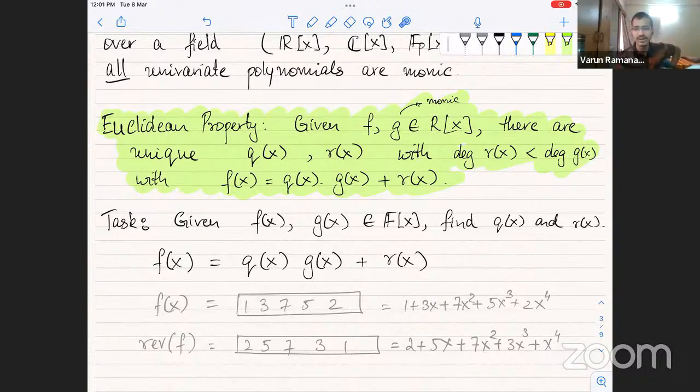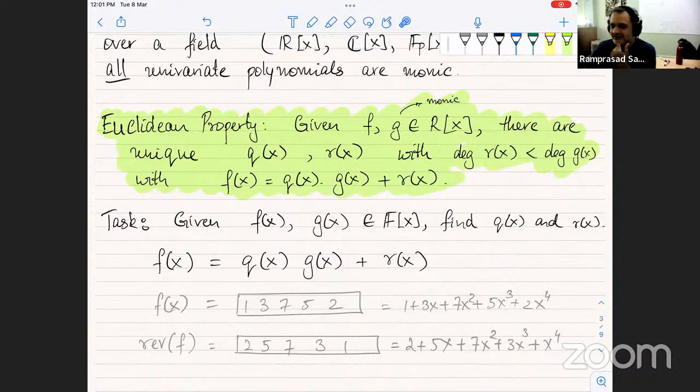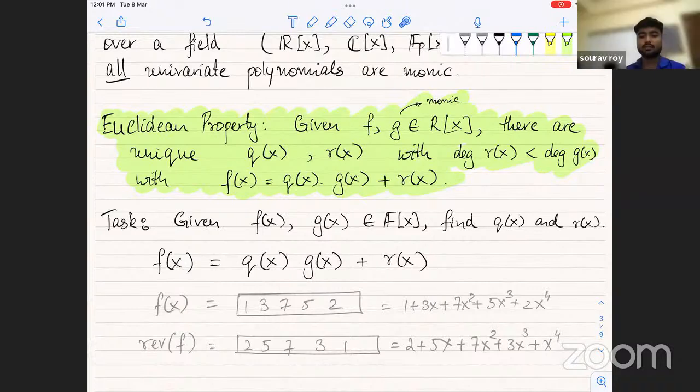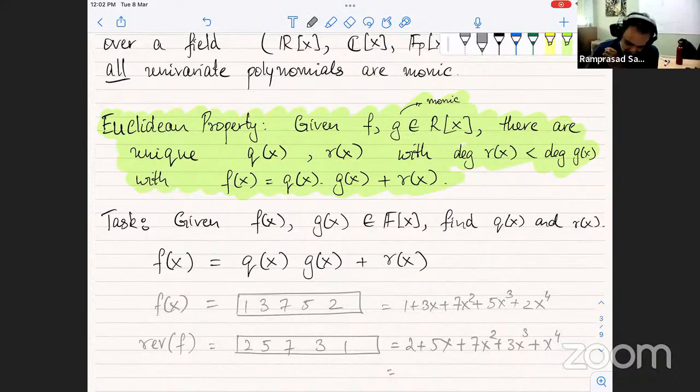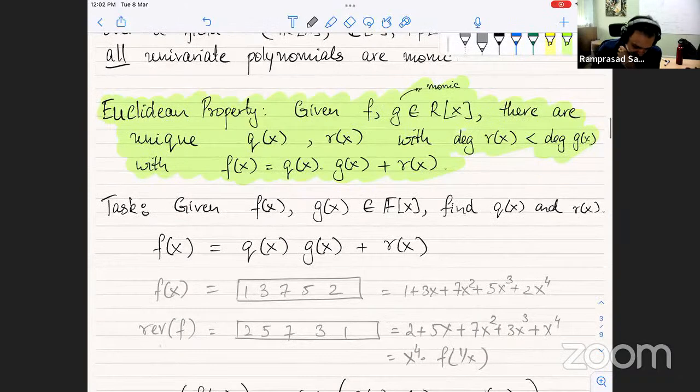No, I thought Asif has an answer, which is almost right. Asif has an answer in chat, which is to look at f of 1 by x and then multiply by x. You shouldn't multiply by x, but instead you should multiply by something so that everything gets inverted. So x to the power 4 into f of 1 by x. So in general, this is going to be equal to x power n into f of 1 by x, where n is the degree of f. It's a way of algebraically getting whatever you want as a result.